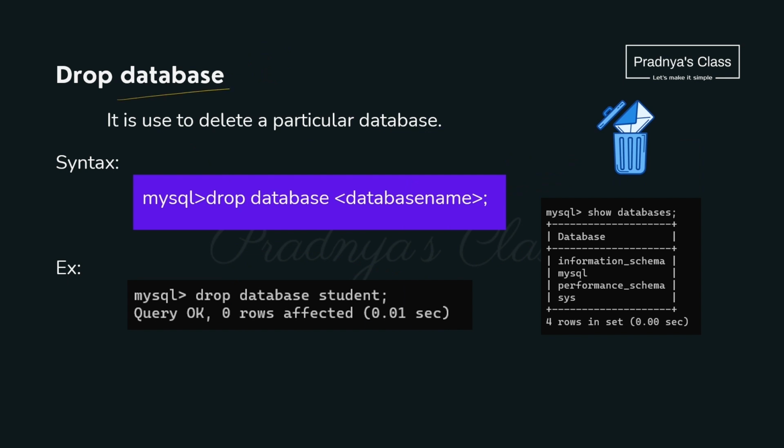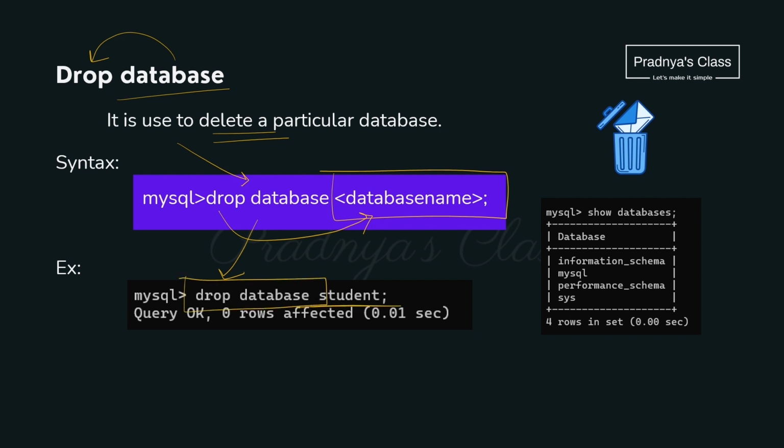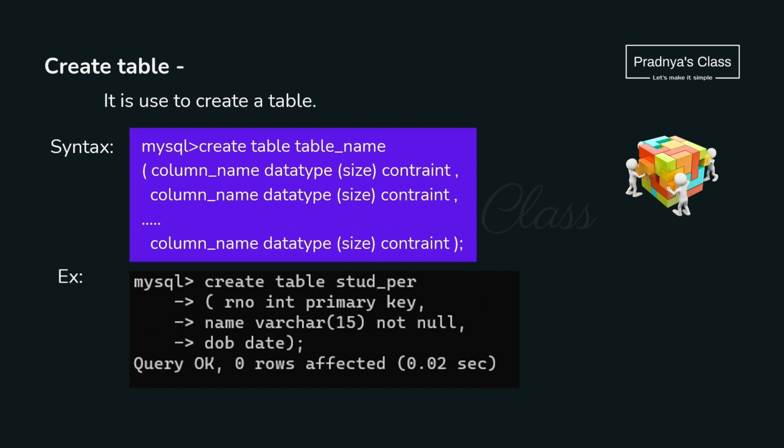If you no longer need any database, you can delete it using the drop command. Drop database, and then we need to provide the database name. Here is the example. We created the student database. Now with drop database, we are going to remove it. But wait, don't delete the database. We need to create a table in it.